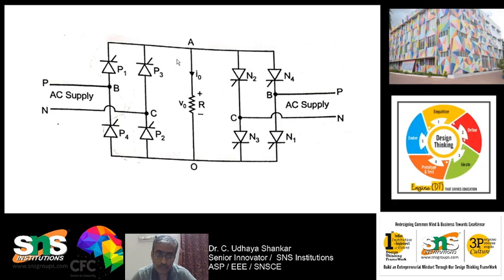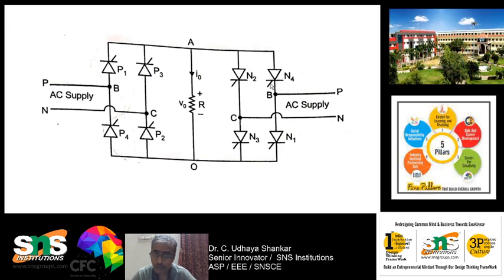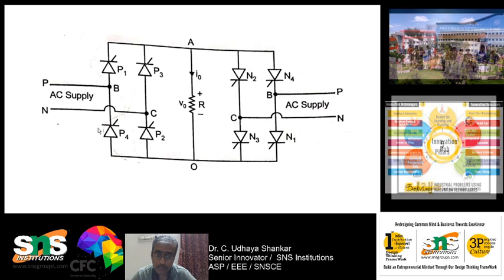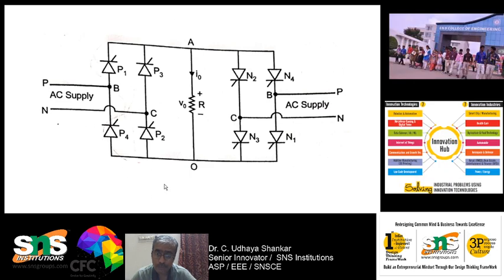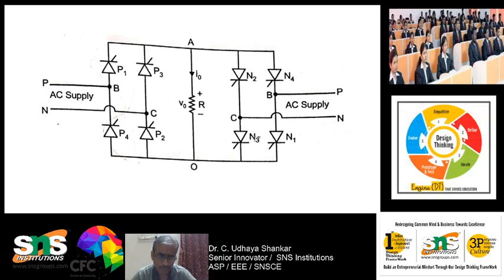So this particular triggering is independent from this particular triggering. For example, if P1, P2, P3 and P4 are on, this particular bridge will be completely off, or I will not be viewing any triggering pulses there. If N1, N2, N3 and N4 are on, then the positive bridge, that is P1, P2, P3 and P4, will be off. So both the bridges should not be switched on simultaneously, otherwise it will result in a short circuit. It is the main important thing you want to observe.